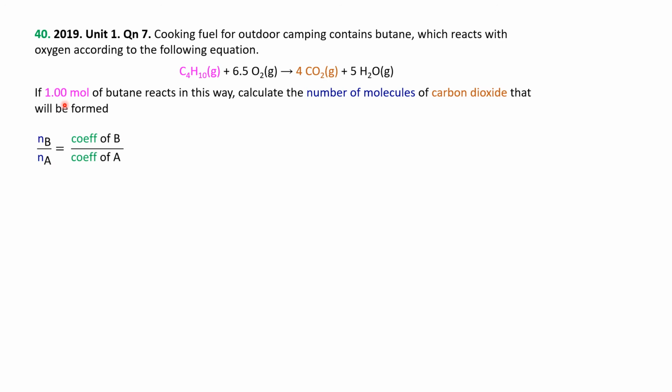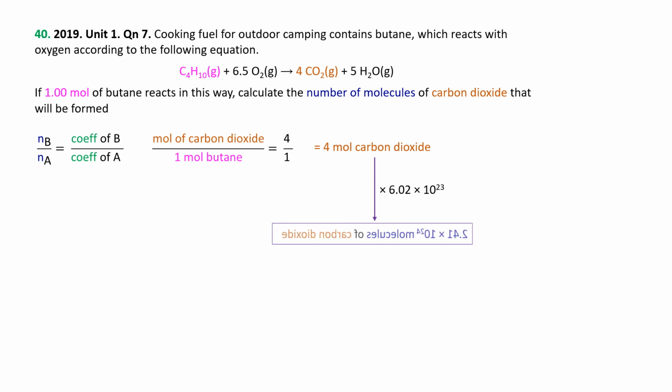First thing is, if we got moles of butane, we can go from moles of butane to moles of carbon dioxide using the equation that we've sorted out before. So moles of carbon dioxide over moles of butane. Coefficient of carbon dioxide is 4, coefficient of butane is 1. So thus we have 4 moles of carbon dioxide. Now we need to get the number of molecules for that. Well, 1 mole is 6.02 times 10 to the 23, so 4 is 4 times 6.02 times 10 to the 23, or 2.41 times 10 to the 24 molecules of carbon dioxide.